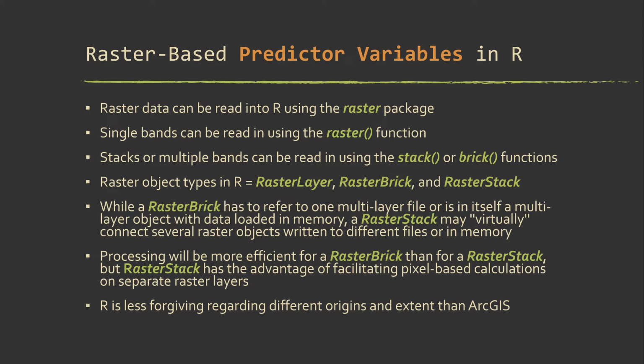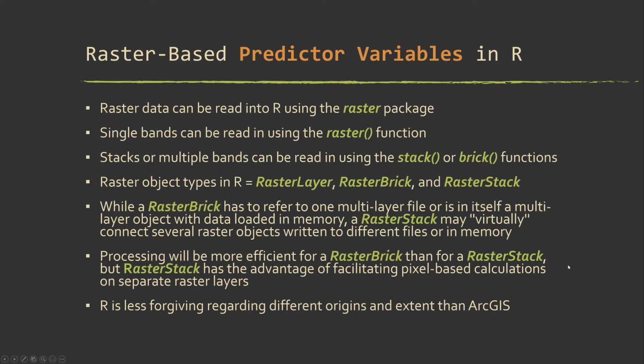If you have single band raster data, that can be read into R using the raster function from the raster package. If you need to read in multiple band rasters, like a multispectral image, that's generally done with stack or brick. The difference is that stack can reference multiple layers as a single object in R. So you could have a couple sets of images that all get read in and treated as one unit or one stack, whereas brick is meant to reference just one multi-band data set, such as one image.